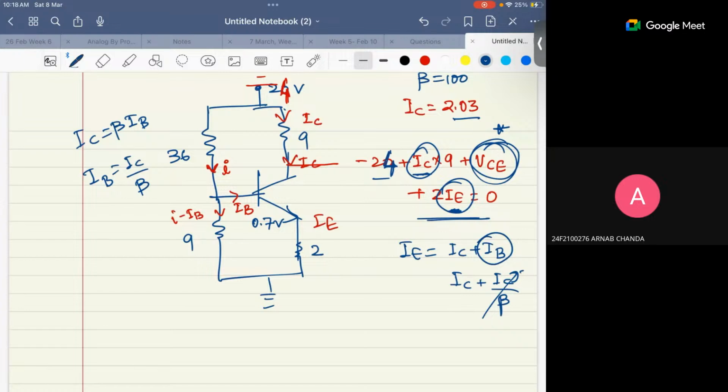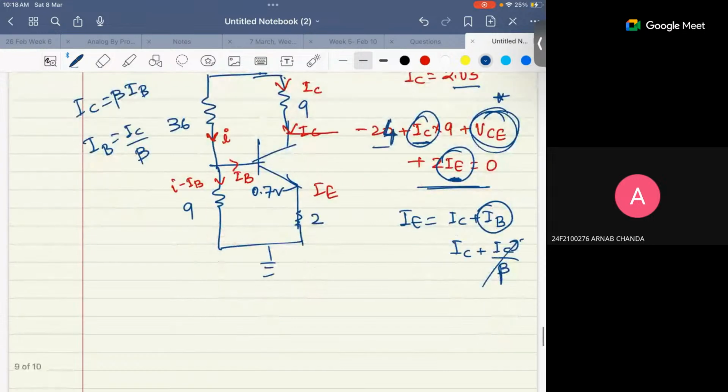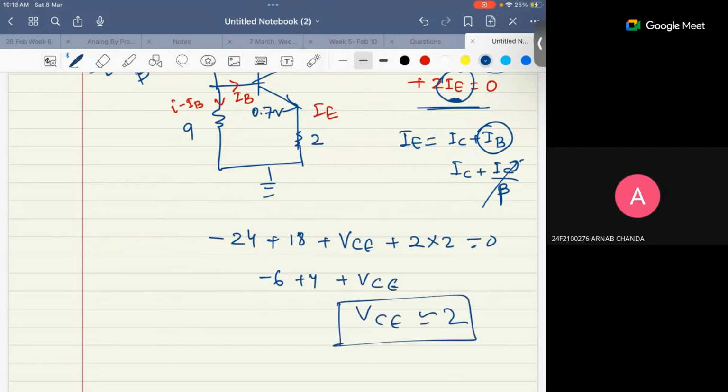Okay? No, sir, still it is not coming in that range. Tell me the value. Minus 24 plus IC, just take it as 2, so 18, plus VCE times 2, times again 2 times IC, equals 0. So this is minus 6 plus 4 plus VC. VC is somewhat nearby 2. It's not the answer, it is in the 2.32 to 2.6 range given there.